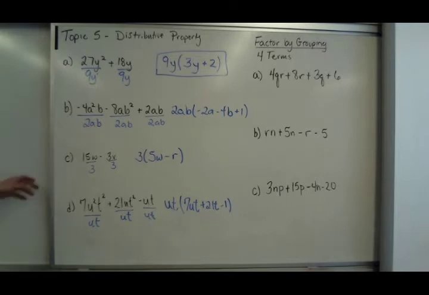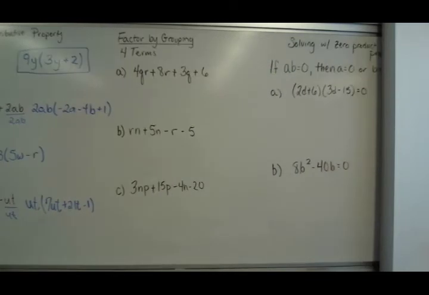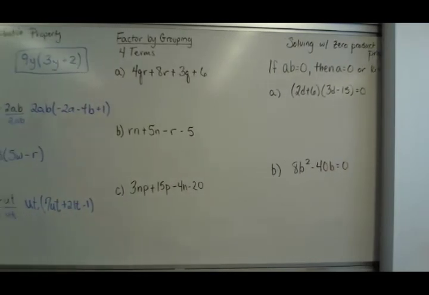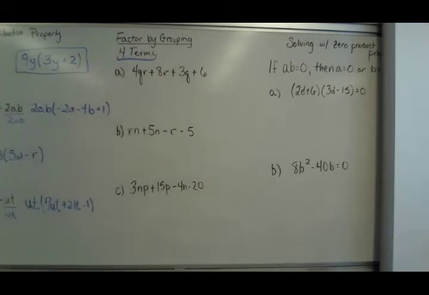Okay, so that's using the distributive property backwards, also known as factoring. The second part, we're going to look at something called factor by grouping. Now, factor by grouping occurs when you have 4 terms, and that's an important thing to remember. You're going to want 4 terms here.